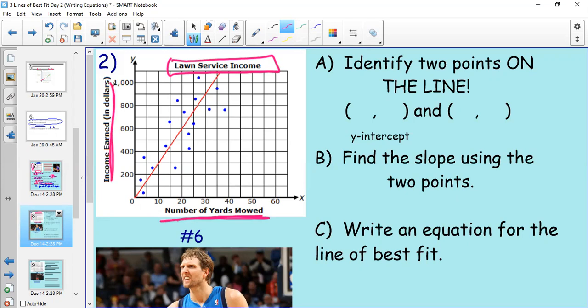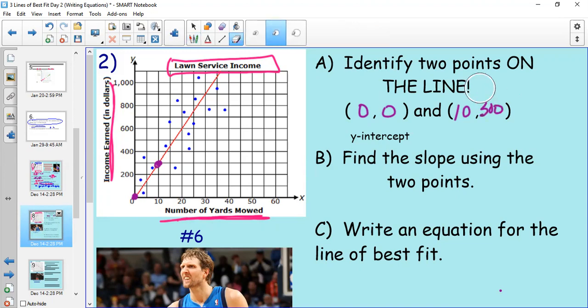Okay, so again, put on your special goggles, ignore all the blue points and focus only on the red line. And we are going to select 2 points. The first one needs to be the y-intercept. Our y-intercept is the point 0, 0 this time. And we need another point. There's not one at 5. There is one at 10 though. That is the point 10, and halfway between 200 and 400 would be 300.